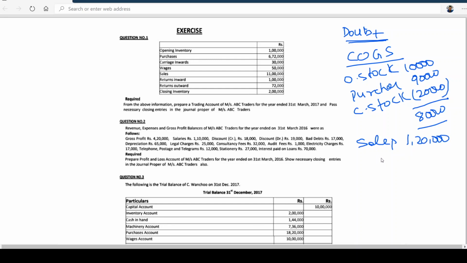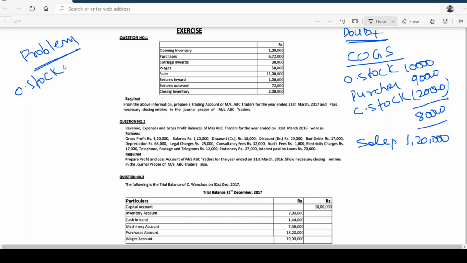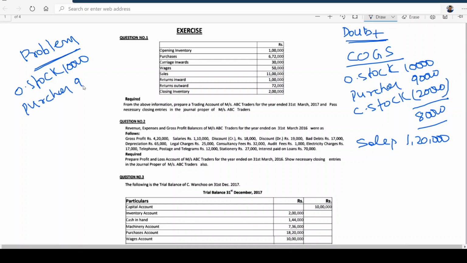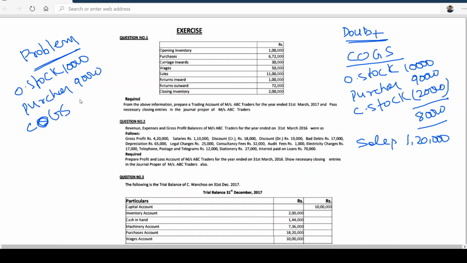Now they are asking you to prepare trading account. Generally the doubt is this: suppose the problem information is given like this: opening stock 10,000, purchases 90,000, cost of goods sold, COGS is cost of goods sold, 80,000, closing stock 20,000.